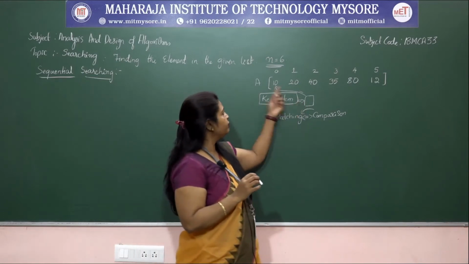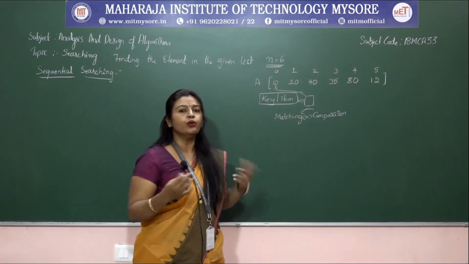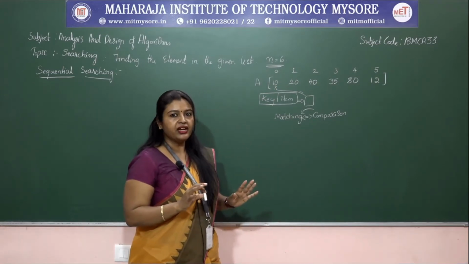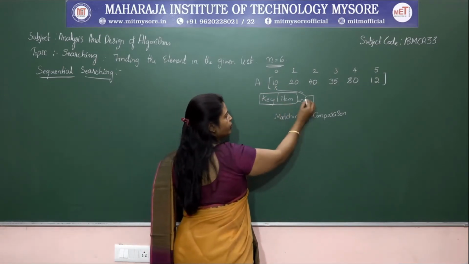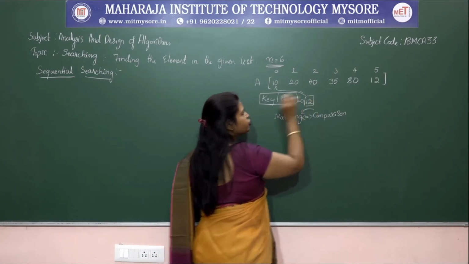If the key element is found at that particular position, at that time we will stop the algorithm, right? So now what will we do? We will take some key element. Say for example, let me take that key element as 12.